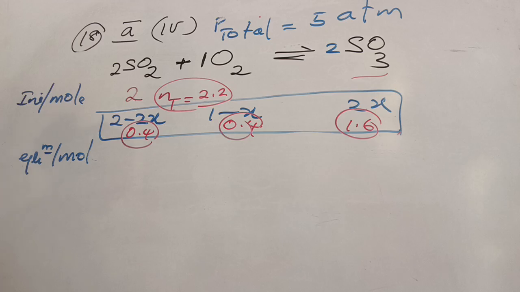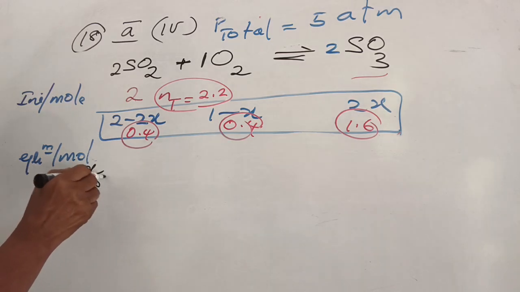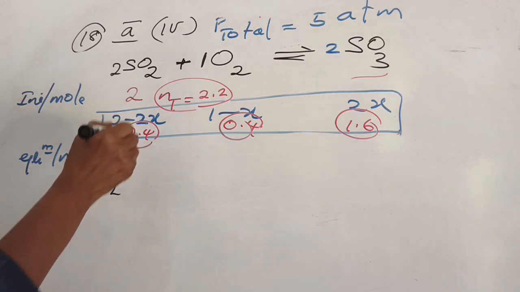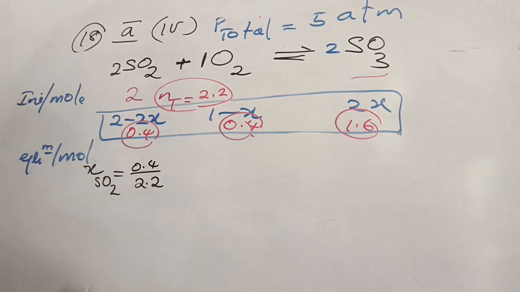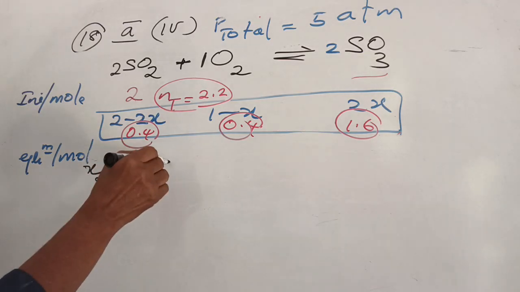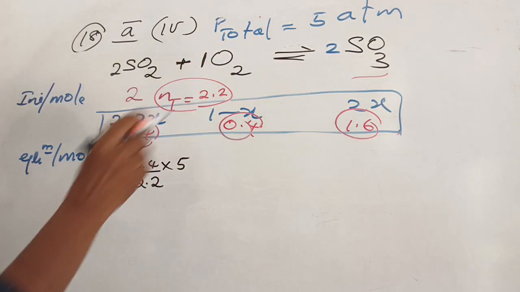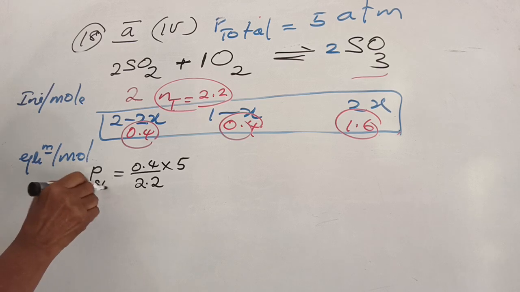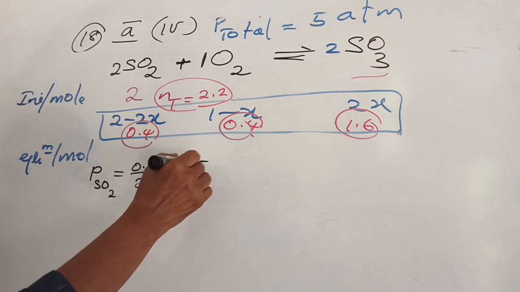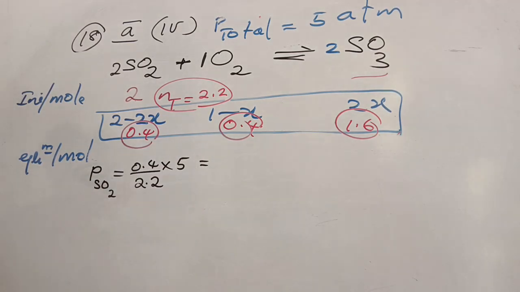With this information, it's possible to calculate the mole fraction of SO2, which is the number of moles, 0.4, over the total number of moles, 2.2, and we can multiply this by the 5 atmospheres. So we can straight away calculate the partial pressure of SO2. Once you simplify, the partial pressure of SO2 can be found, which is 0.909.